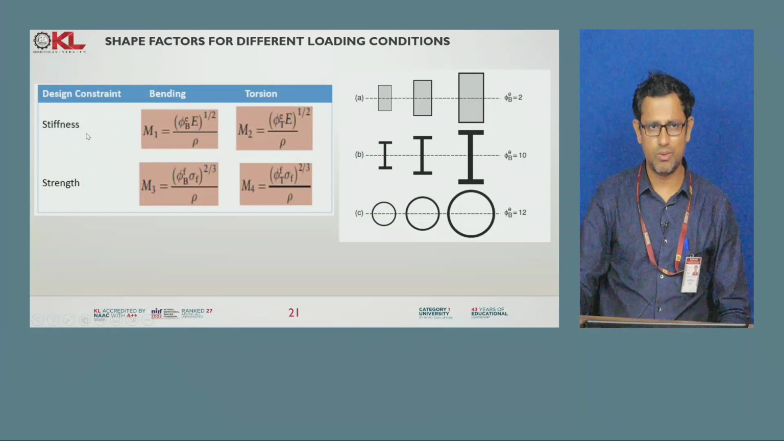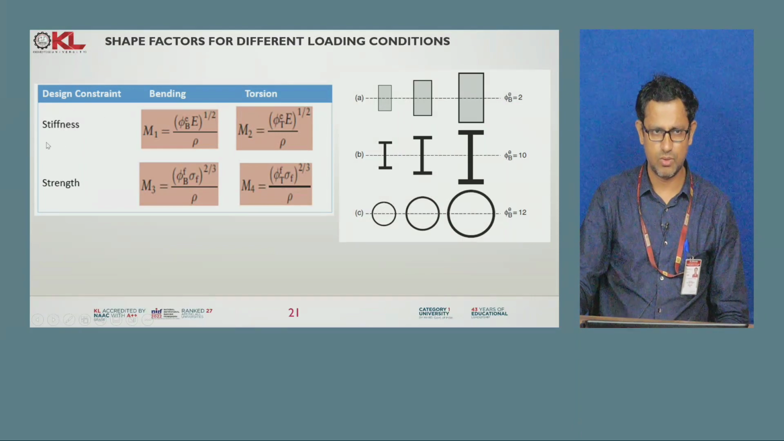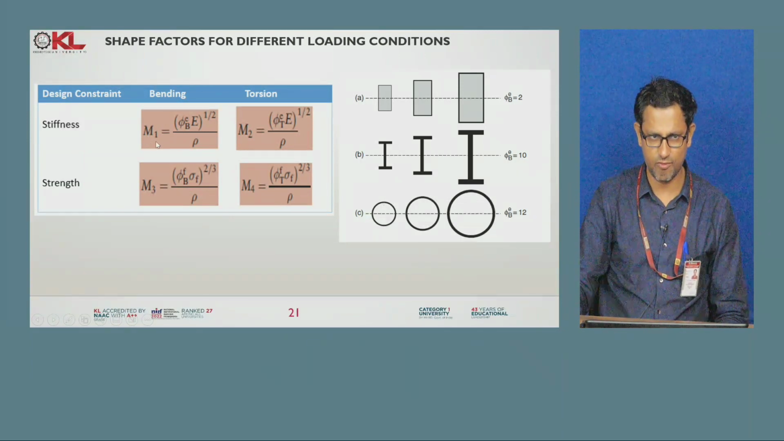So we know that the design will be considered in two modes: one based on the stiffness approach, and the other on the strength approach. For the stiffness approach in bending, the material index we have derived, I am indicating with M1. In the stiffness approach for torsion loading, the material index is M2. For the strength approach in a bending case it is M3, and for the strength approach for a torsion loading it is M4. And these are the corresponding elastic bending shape factors for different cross sections.